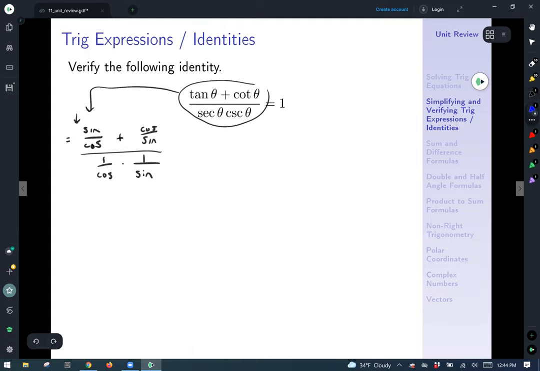Now, what's the ugly part? The adding on the top. The bottom, I could just multiply those together. Nothing much to do there, but I need to add these fractions on the top. And that's why we wanted to squeeze a little bit of room in there.